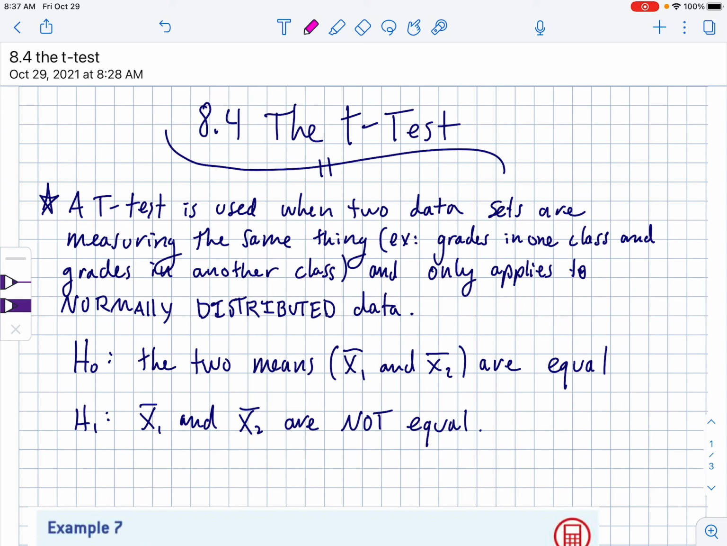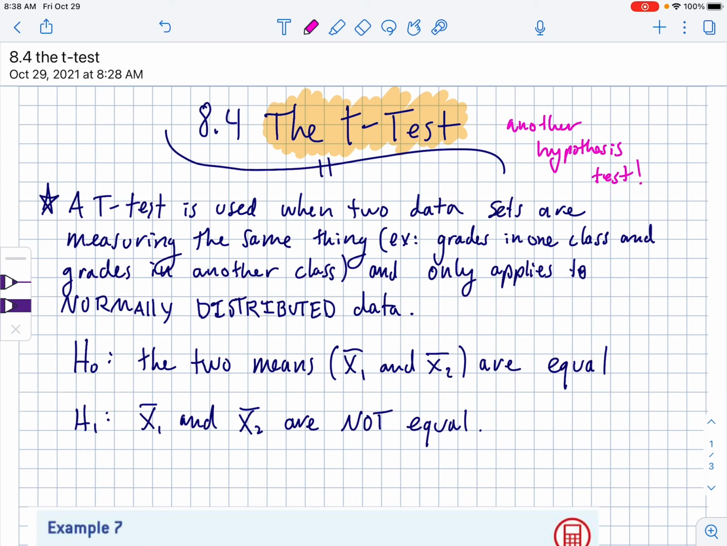IB AISL 2. We're doing the last section in Chapter 8, which is all about the t-test. So t-tests are really just another hypothesis test. We've done so many hypothesis tests, with chi-squared and the goodness of fit and a lot of things. We're finding p-values and things like that and comparing them to critical values.